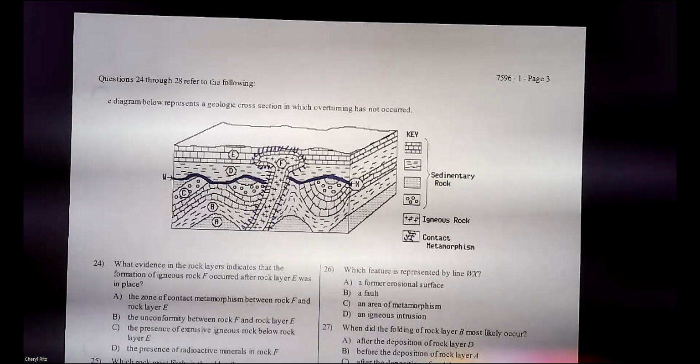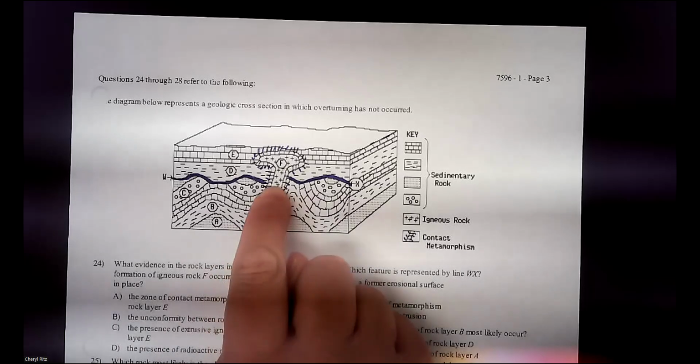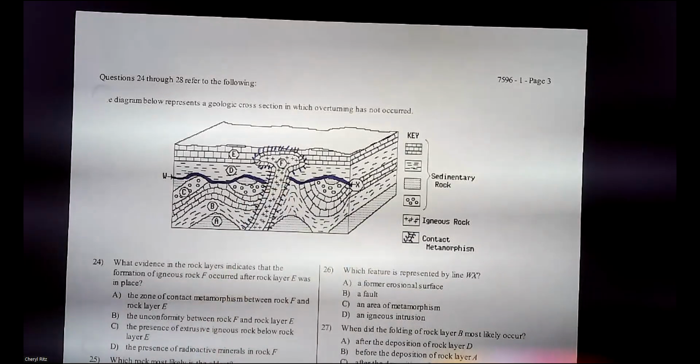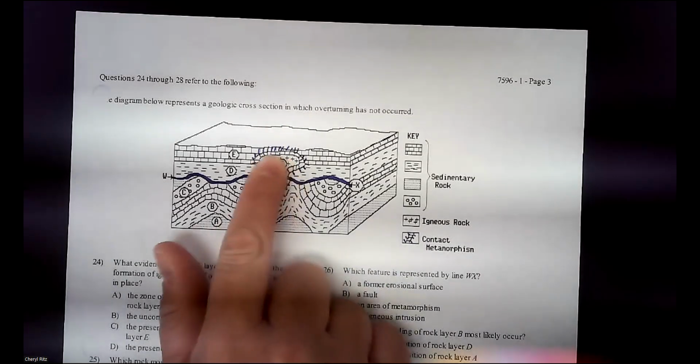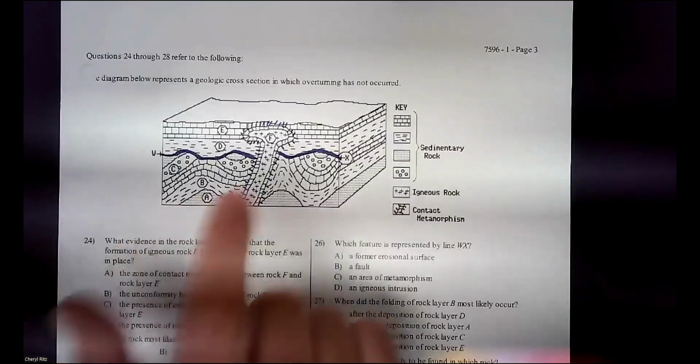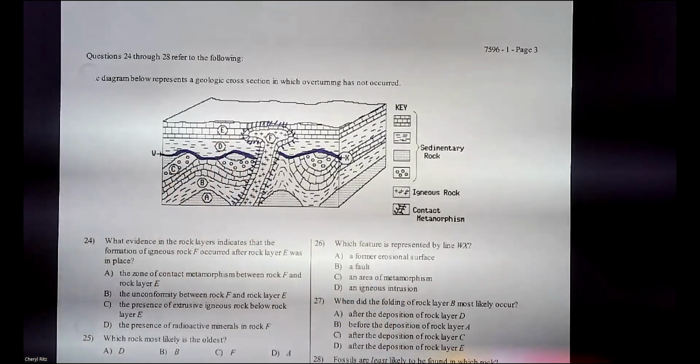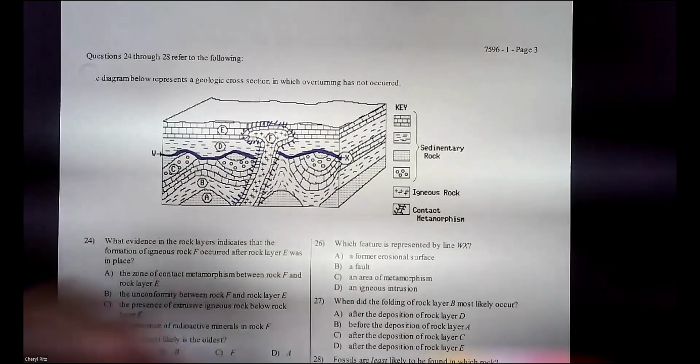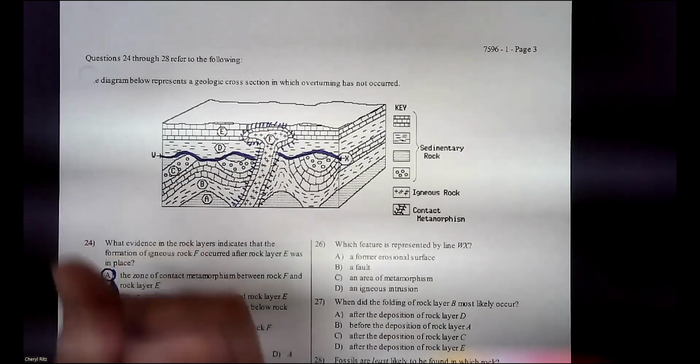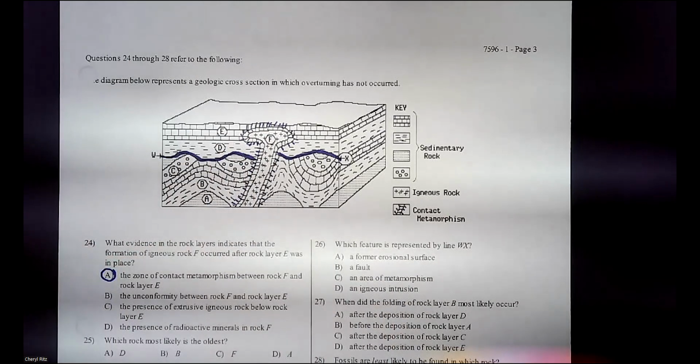Let's go with question 24. What evidence in the rock layers indicates the formation of rock F occurred after E? So F after E. Oh, answer A. Sorry. So here's F and there's E. And the answer is A because there's contact metamorphism between F and E. That means E was there when F touched it and burned it.